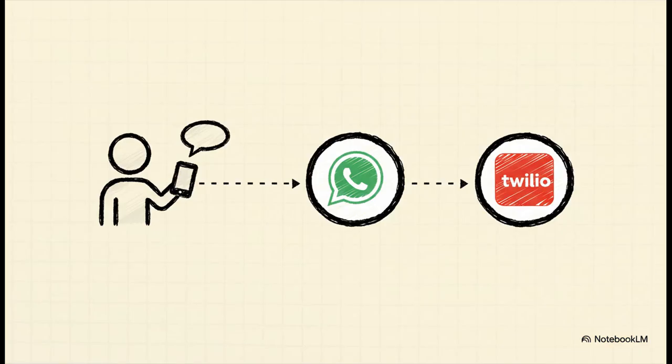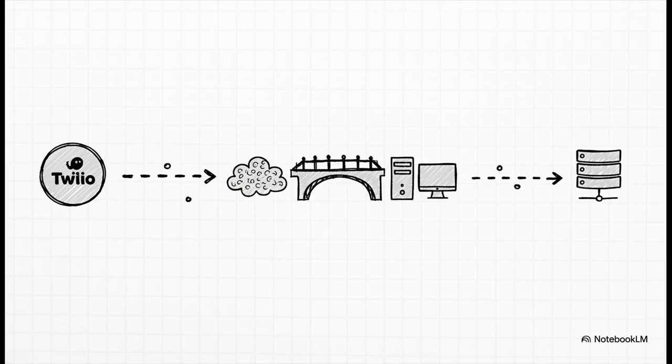So it all starts with you, of course. You type a message or you send an image in your WhatsApp chat. That message zips through WhatsApp's servers and gets delivered to that special programmable phone number that's being managed by Twilio. The second Twilio gets that message, it immediately forwards it on to the public URL we configured. That's our ngrok tunnel. ngrok then securely channels that data from the public internet through the tunnel, and it arrives safely at the FastAPI server running on our own machine. The message has officially crossed the bridge.